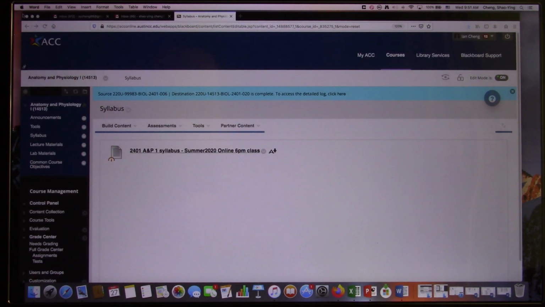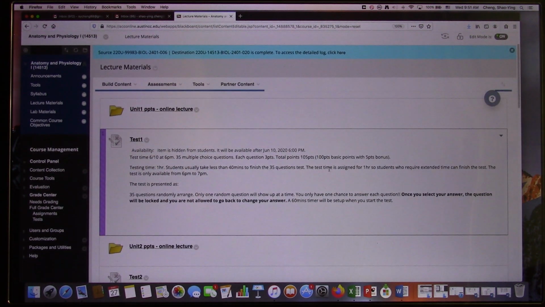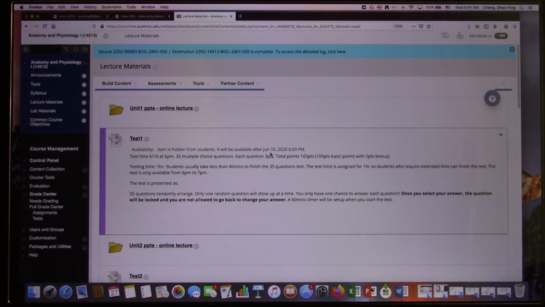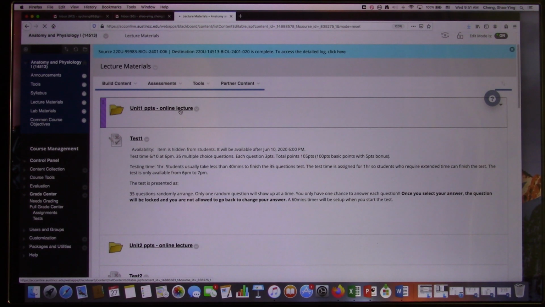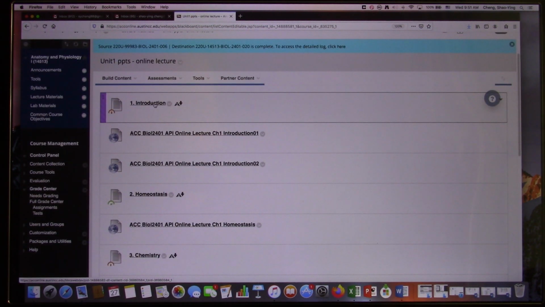And let's go back to the Blackboard. The syllabus, you need to go through it and know my class policy. The lecture materials, let's click the lecture materials. It's organized by different unit. So from unit 1, you will click here, and the PowerPoint is here. This is the PowerPoint. You click, you download the PowerPoint.